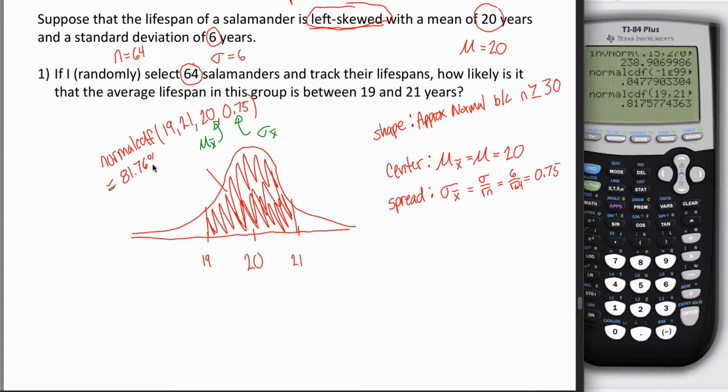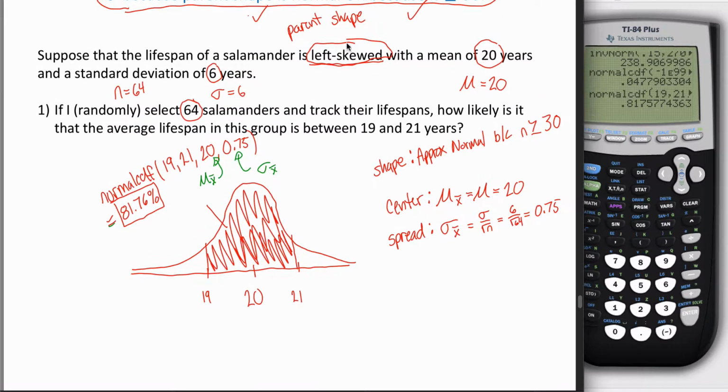That's the answer to the question. If you have a teacher that just wants to know this percentage, then you don't have to write this stuff over here. But typically what will happen is your teacher will ask you, how come you're drawing something that's approximately normal if it says left skewed right here? And you'll be like, because I'm drawing the sampling distribution, and this is the parent distribution shape up here, and you're just trying to trick me, telling me about the parent distribution shape.